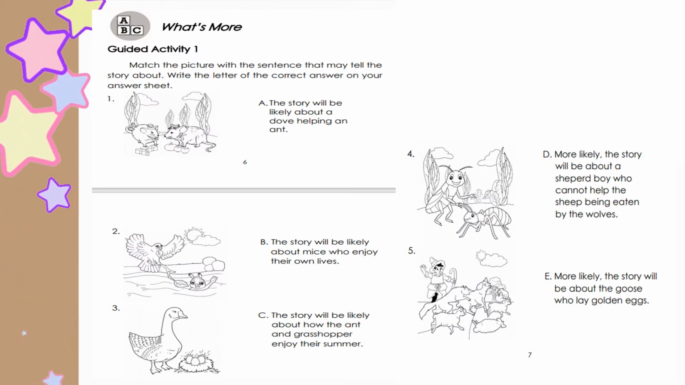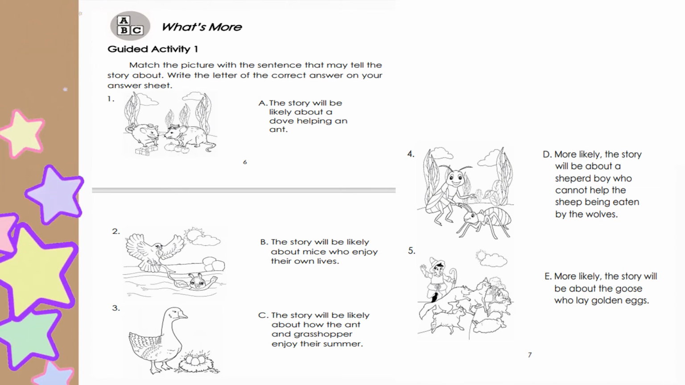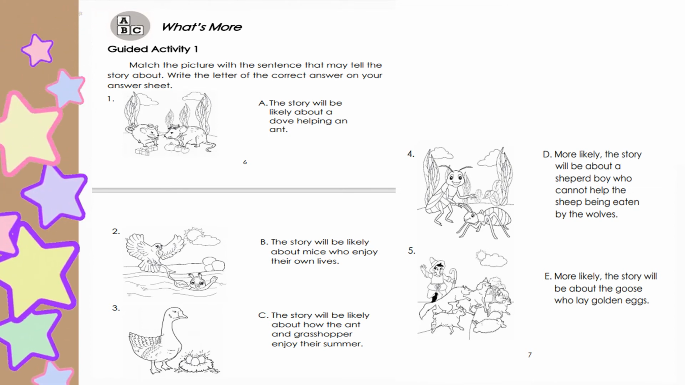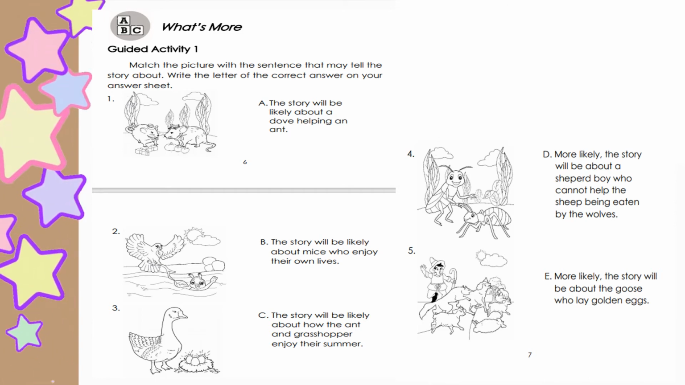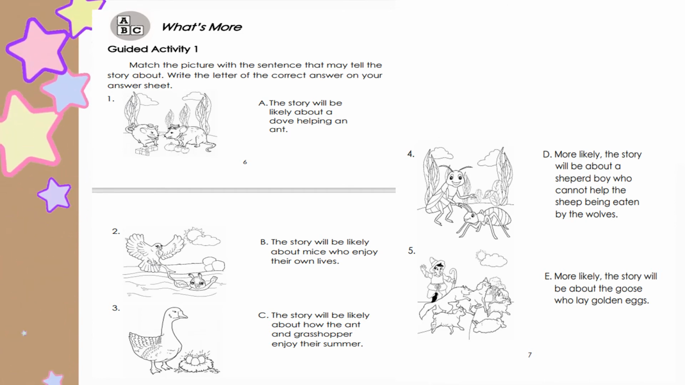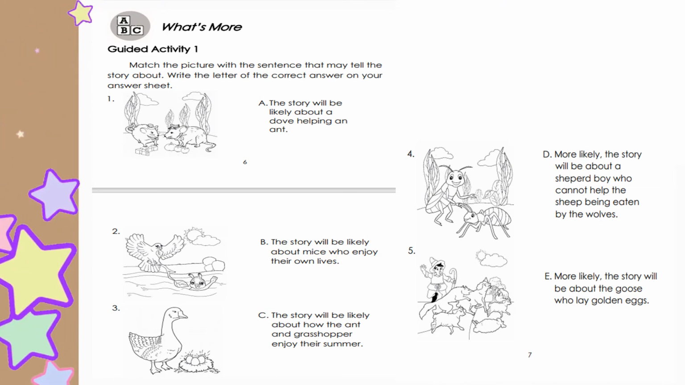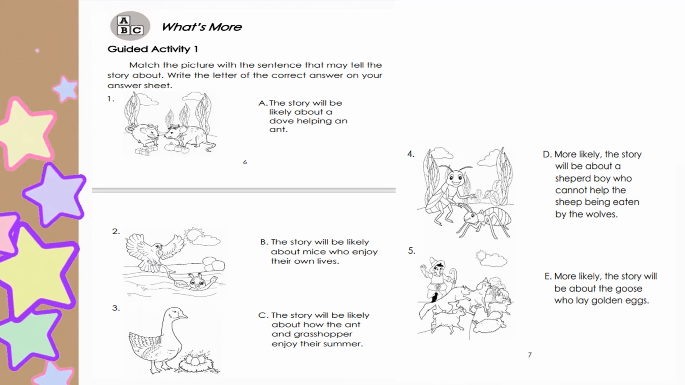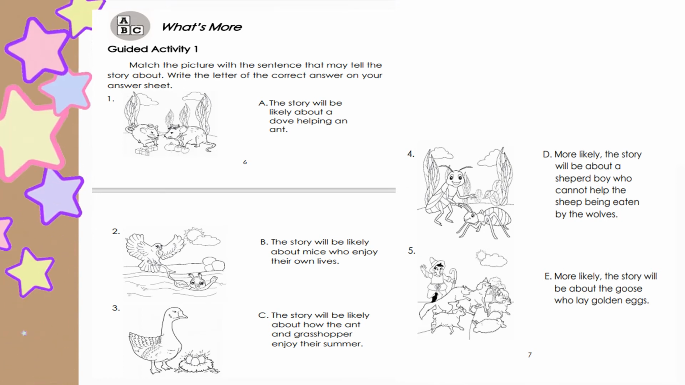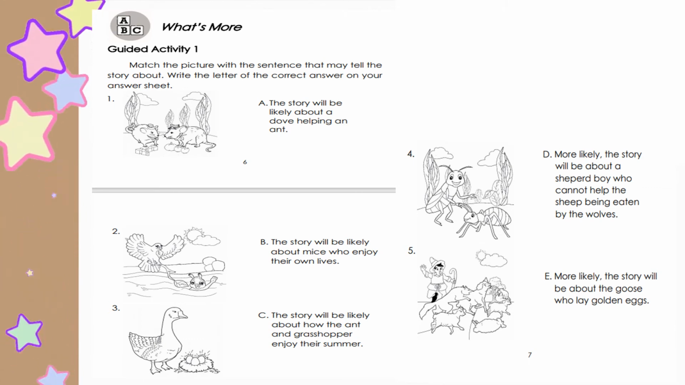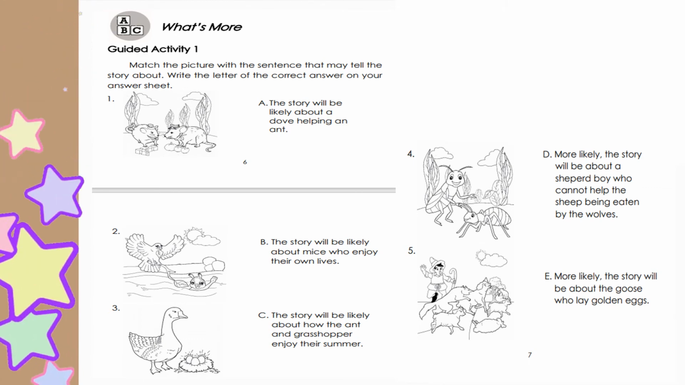For what's more, guided activity 1, match the picture with the sentence that may tell the story about. Write the letter of the correct answer on your answer sheet. Number 1, look at the picture. Number 2, look at the picture. Number 3, look at the picture. Number 4, look again at the picture. And number 5, look at the picture.